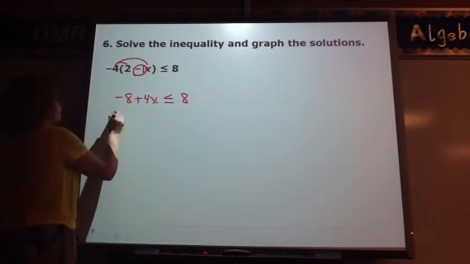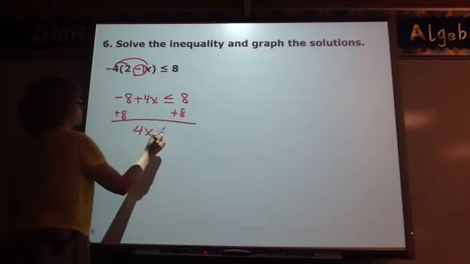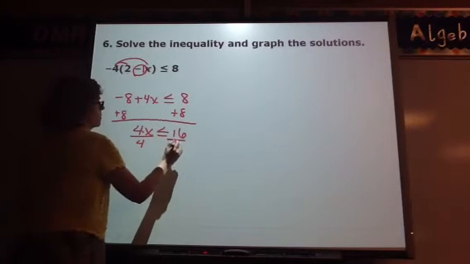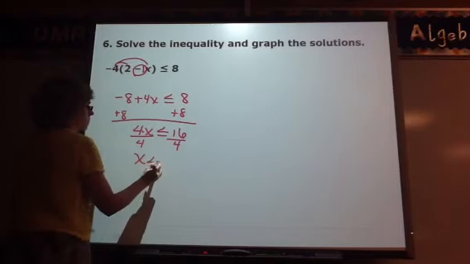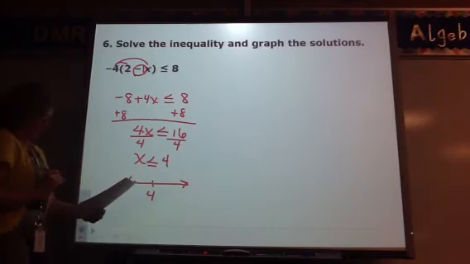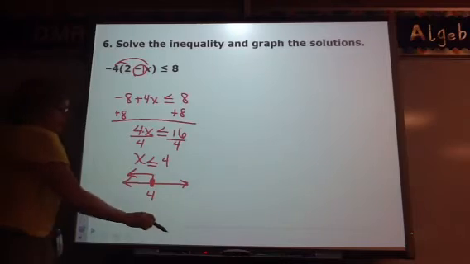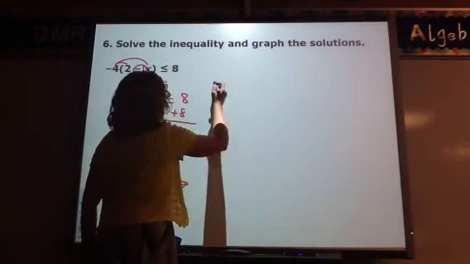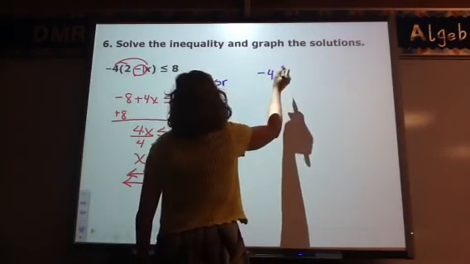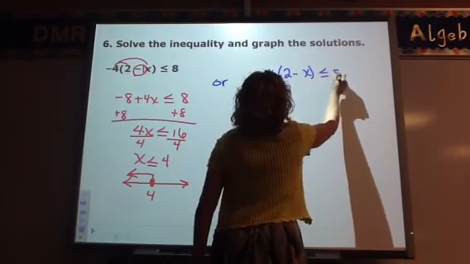Okay. Inverse of a negative is a positive. Inverse of multiplication is division. Solution says that it is equal to or less than 4. Okay, I'm going to show you all another way to do this. In higher level math, you should try to do it this separate way, but since we're practicing with the distributive property, I'm okay with you all distributing first. But let me show you another way on this one.